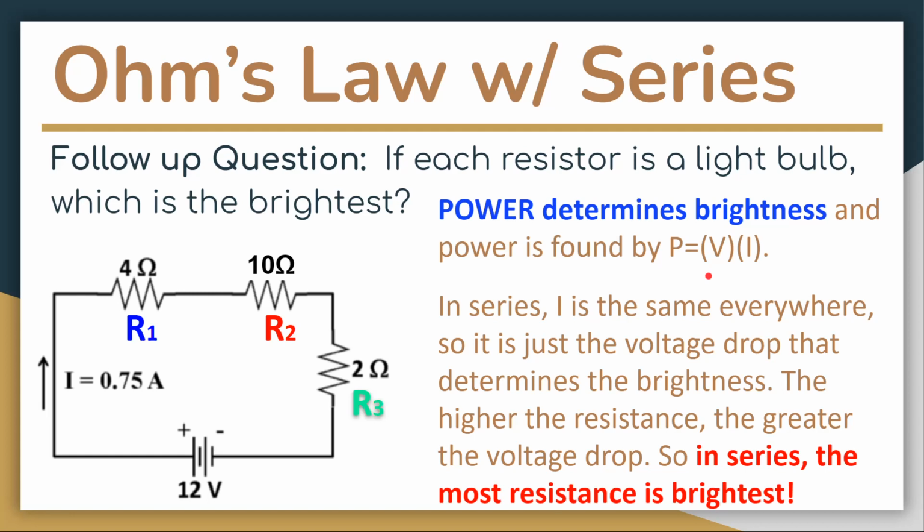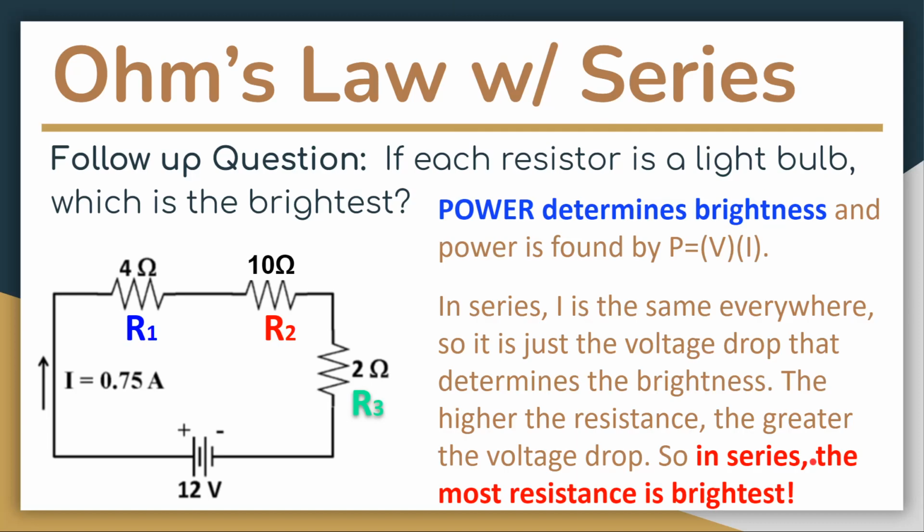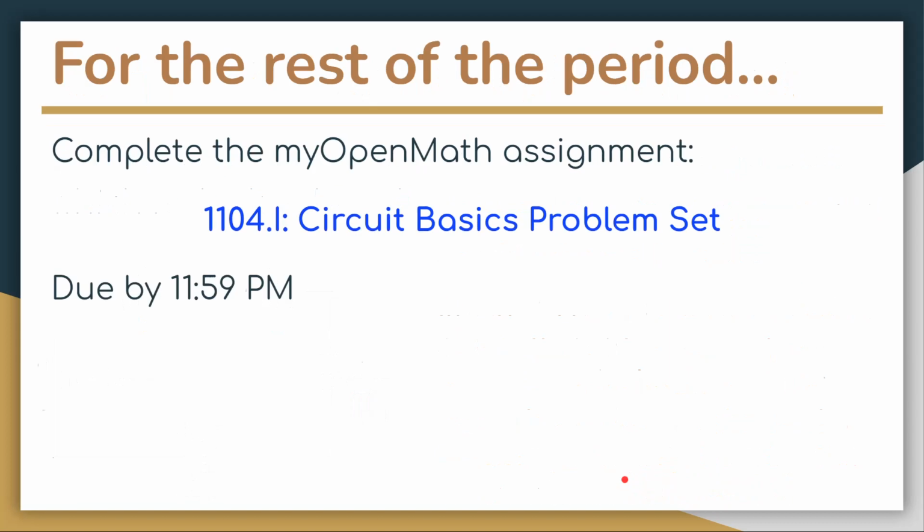Okay, the biggest voltage drop will be where you have the most resistance. That's why when you hooked the bulbs up in class, the one with more resistance was brighter. The other one almost went out all the way, if I recall. It was really dim if you could see it at all. Okay, but in series, the one with the most resistance will be brightest because it has the most power. And again, we did those calculations here. Most resistance, most power. All right, so add that to your notes. Power determines brightness. In series, that's the most resistance.